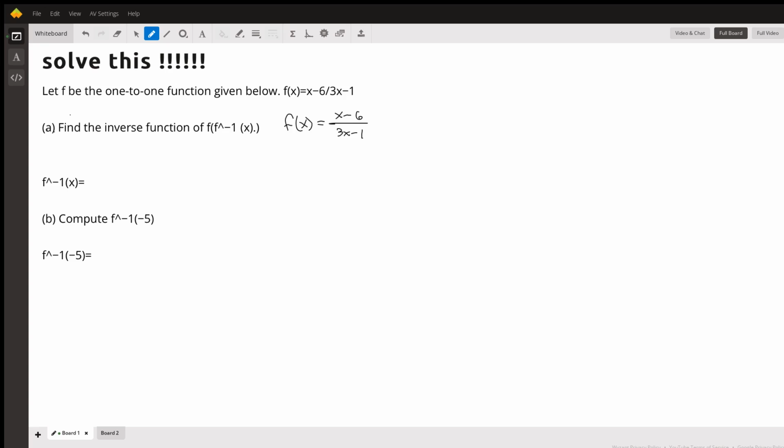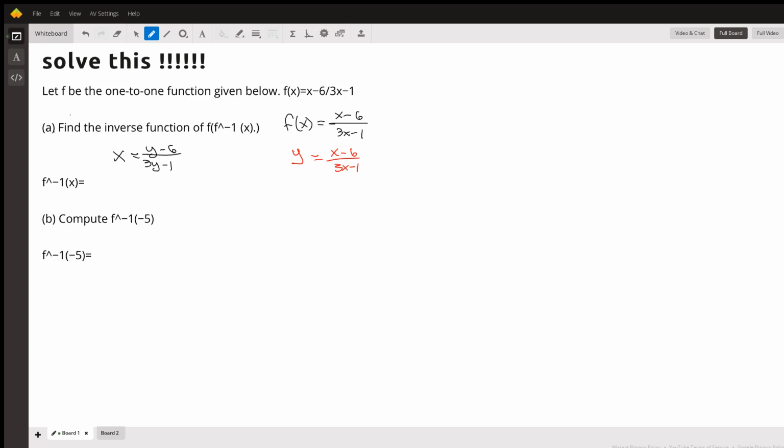So where really this is y equals (x minus 6) over (3x minus 1), to find the inverse function, we switch the x and y. So we end up getting x equals (y minus 6) over (3y minus 1). To continue, we want to get y alone to figure out the inverse function in terms of y.